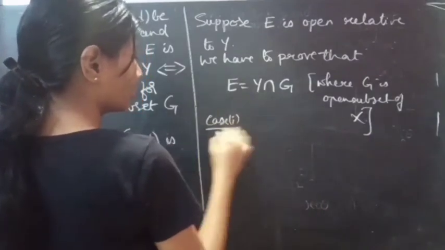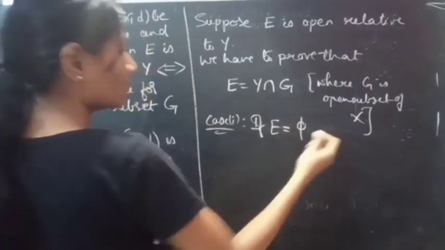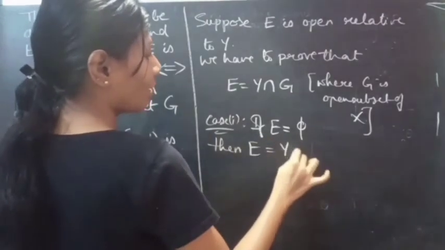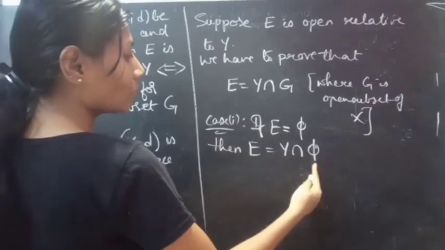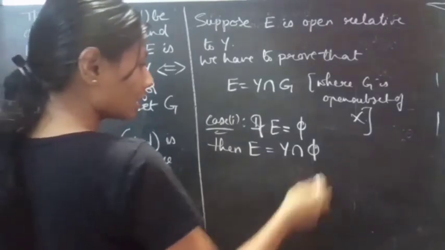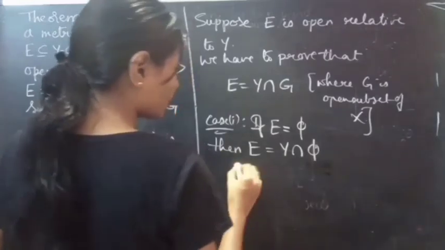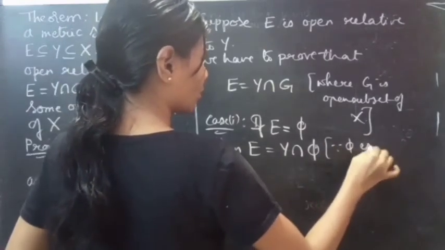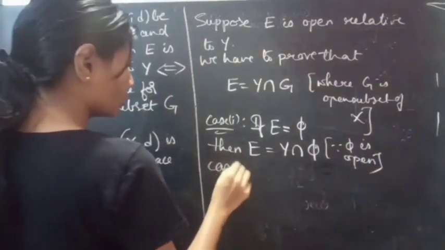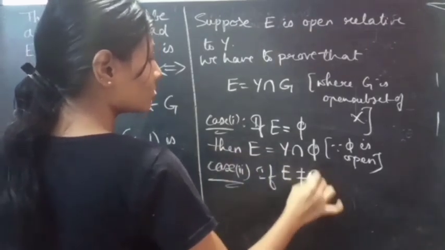Okay, so case 1, if E equals phi, that is the null set, then E equals Y intersection phi. Y intersection phi is again a null set, which remains the same. Also, we know that phi is an open subset of X. Or we can say that phi is open. Okay. Case 2.